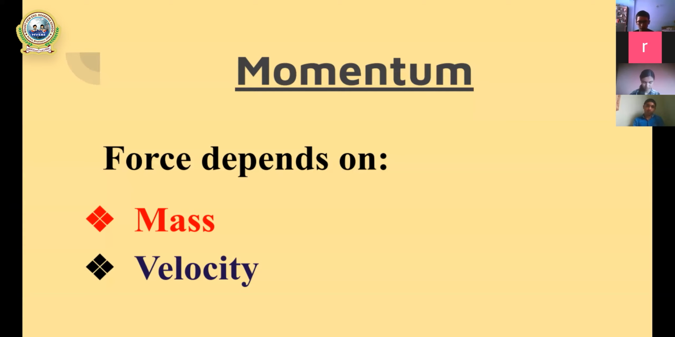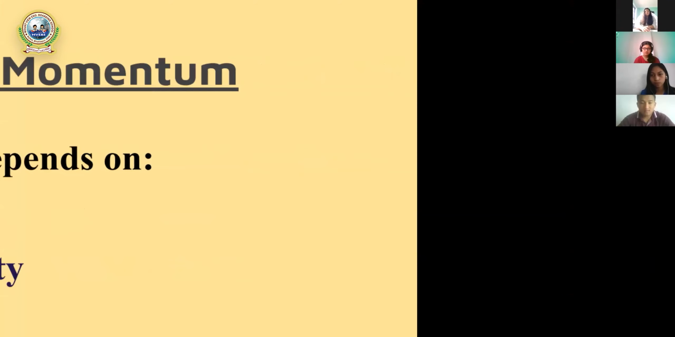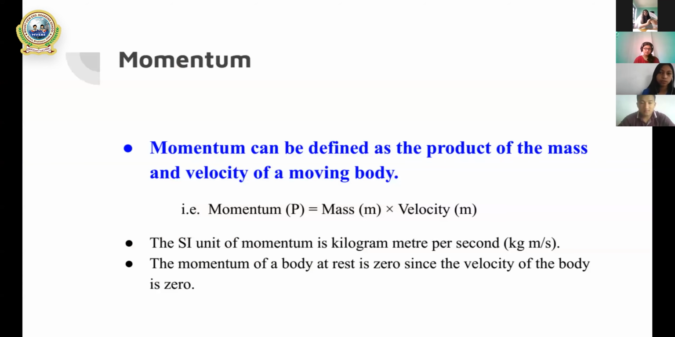That means that is momentum. So I choose to catch the 5 kg mass because that has less momentum, and I choose to catch the football because that also has less momentum. And that momentum depends on mass and velocity. So what is momentum then?